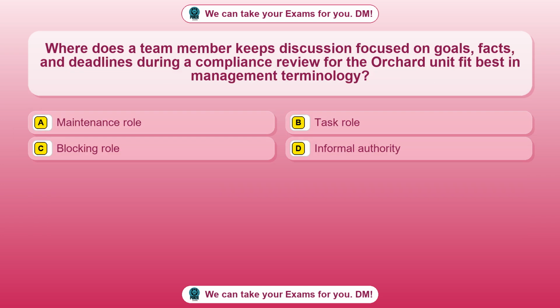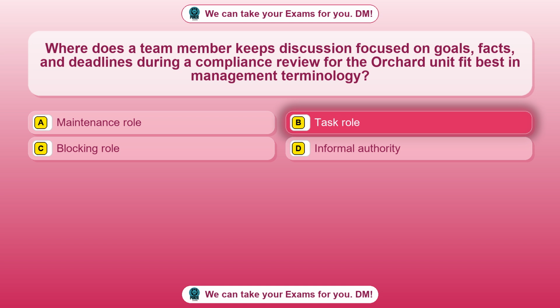Question 9. Where does a team member who keeps discussion focused on goals, facts, and deadlines during a compliance review for the Orchard unit fit best in management terminology? Option A. Maintenance role. Option B. Task role. Option C. Blocking role. Option D. Informal authority. The correct answer is option B.